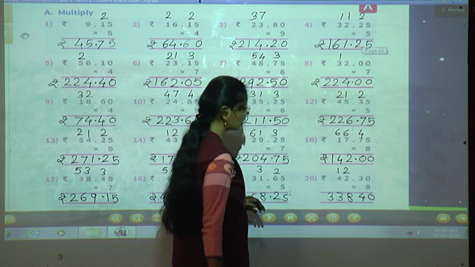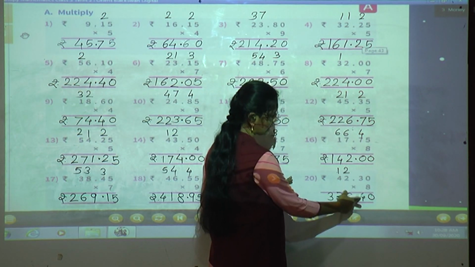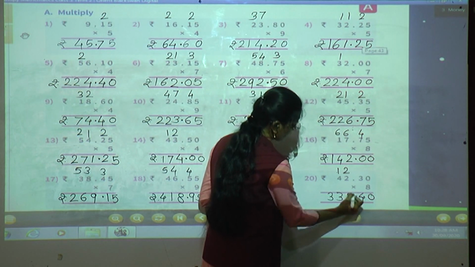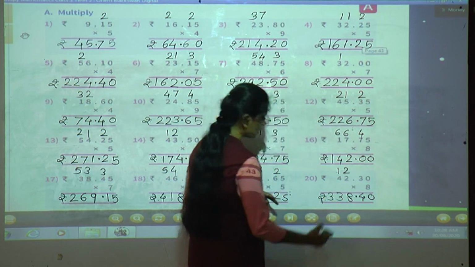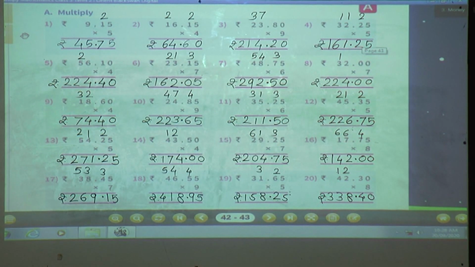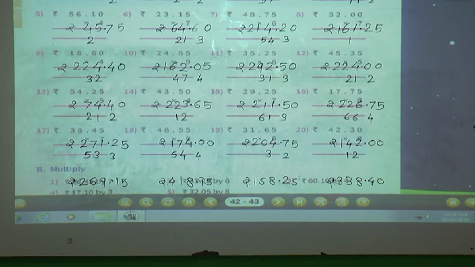Then 8 4s are 32 plus 1, 33. Now you have to give a dot from the right side before the second digit. So which one is the second digit? 4 is the second digit from the right side. So before 4 we have to give a dot. So read the answer. Rupees 338.40. Okay.